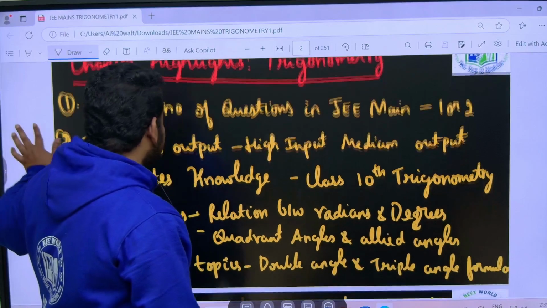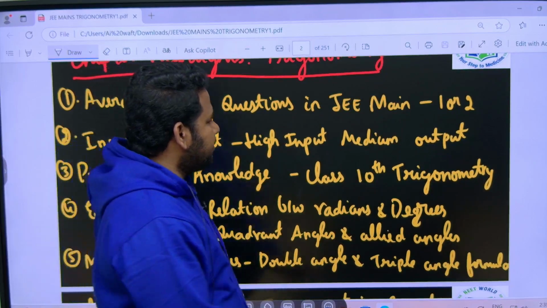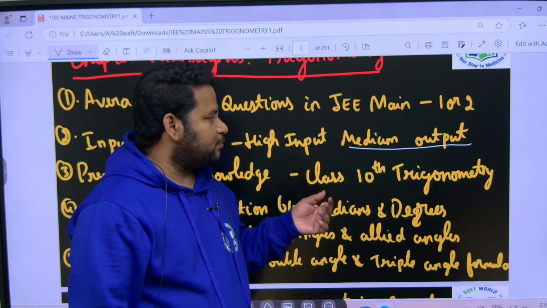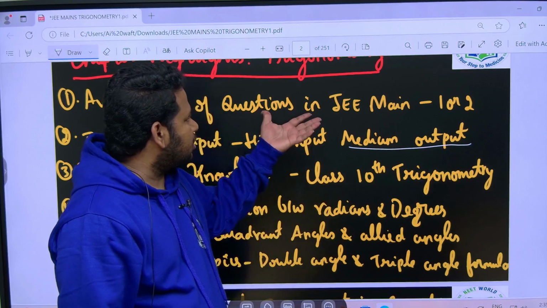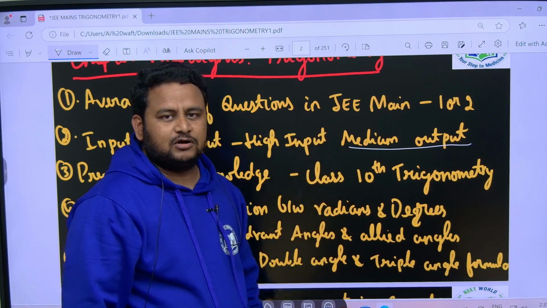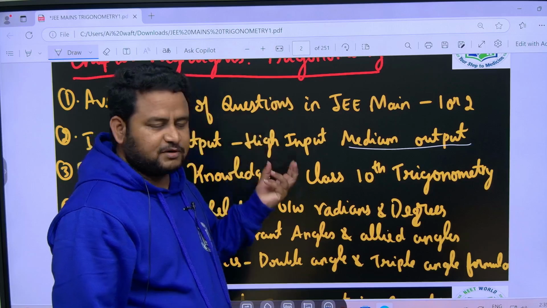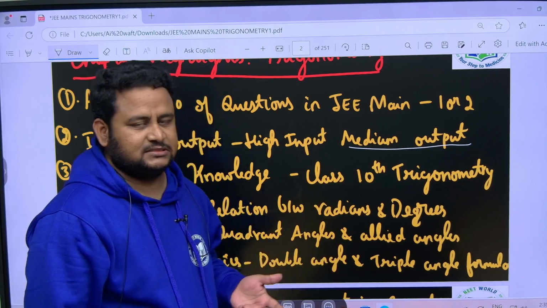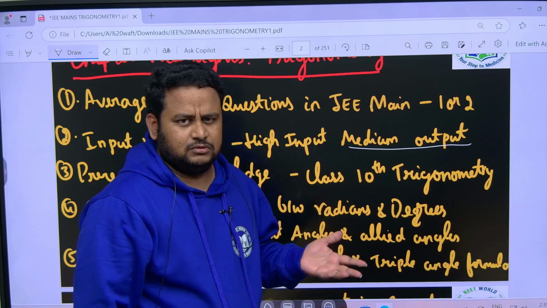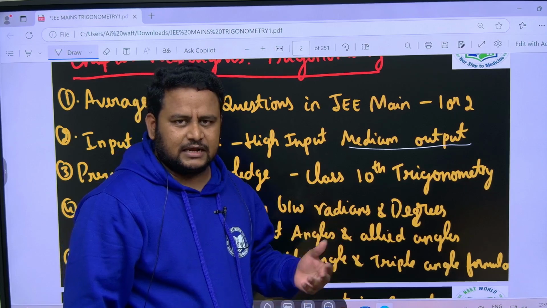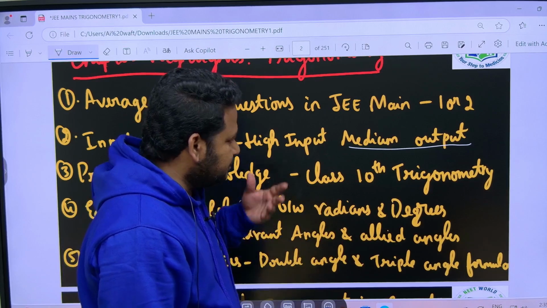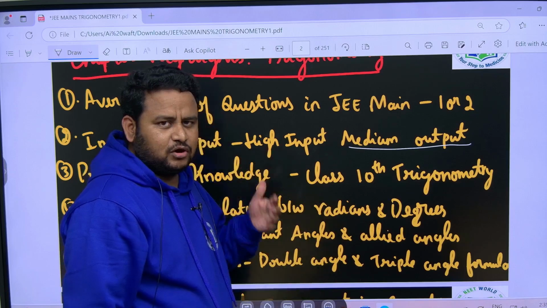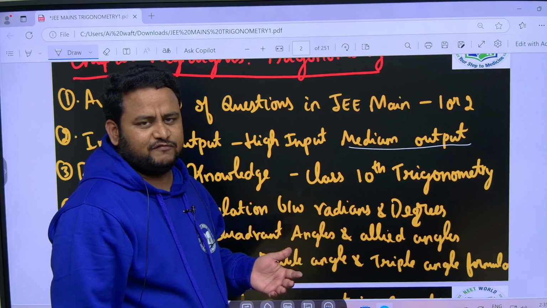Then what about input output ratio? High input but medium output. The input required is very high but the output is medium for this chapter. But the concept of trigonometry is very useful in other chapters in calculus, like limits, because we need to study trigonometric limits, and also in differentiation, integration, even matrices and determinants, where we also get trigonometric functions, right? So having the knowledge of trigonometry will be useful in almost every other chapter of mathematics.